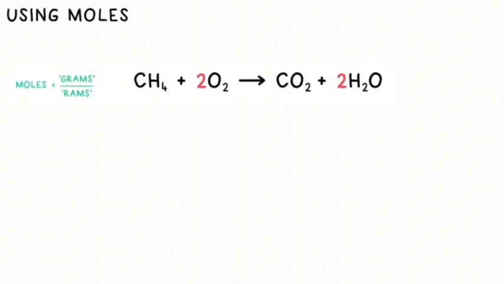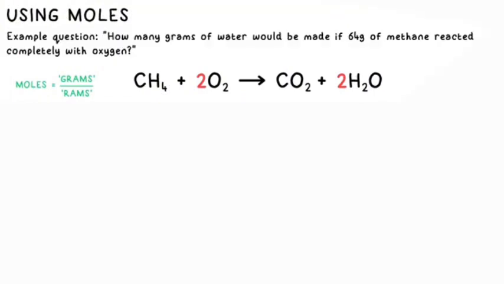Let's take our methane combustion reaction from earlier. Like we said, in order to balance this, we'd need 2 oxygen molecules per 1 molecule of methane. This is also true for moles too then. We'd need double the moles of oxygen to methane. So here's how a question could go. How many grams of water would be made if 64 grams of methane reacted completely with oxygen?